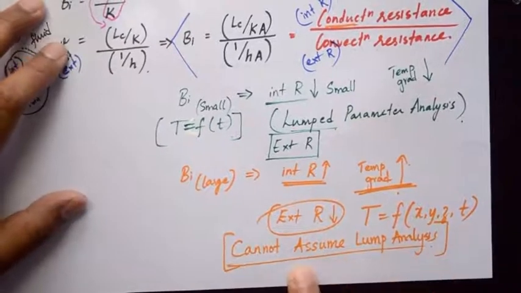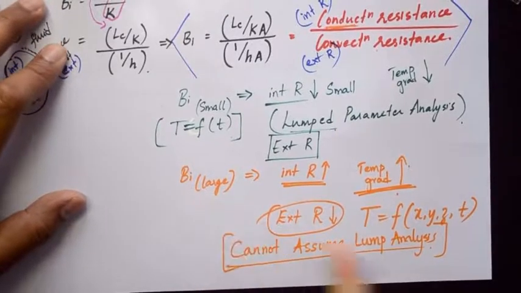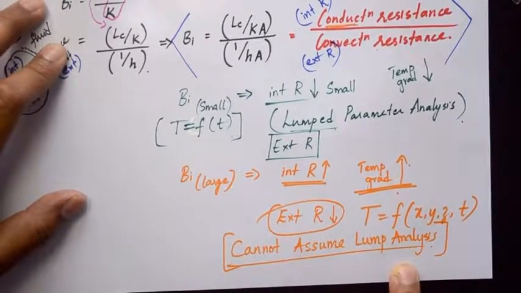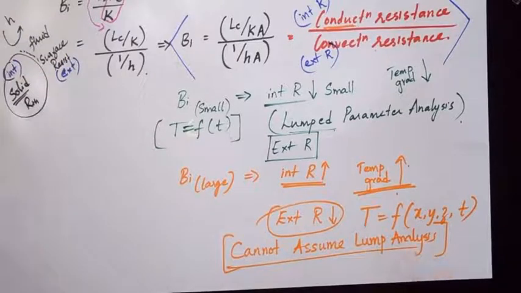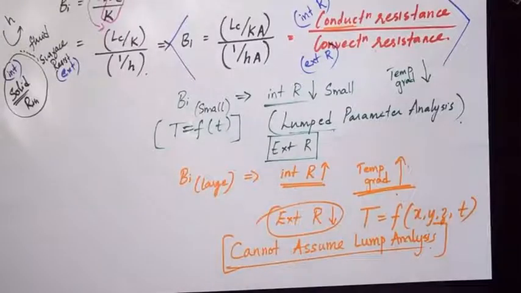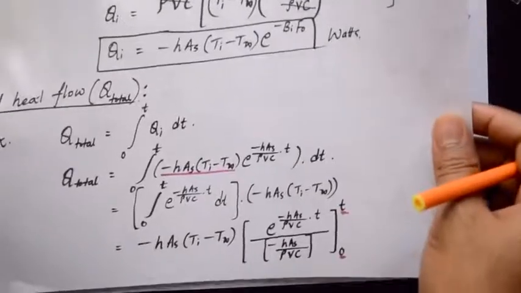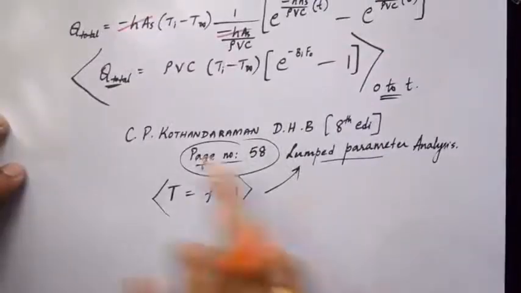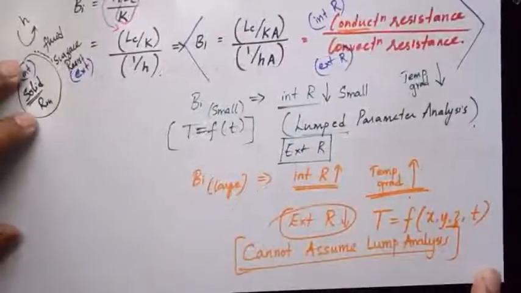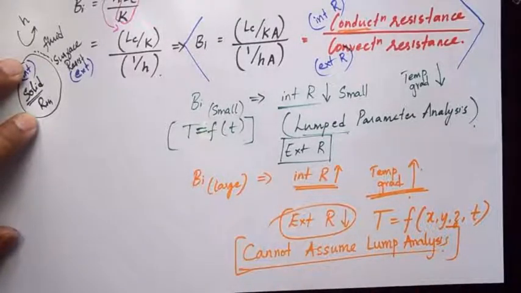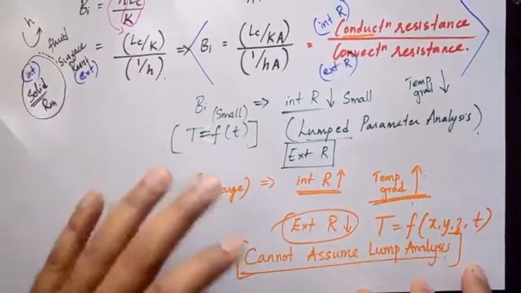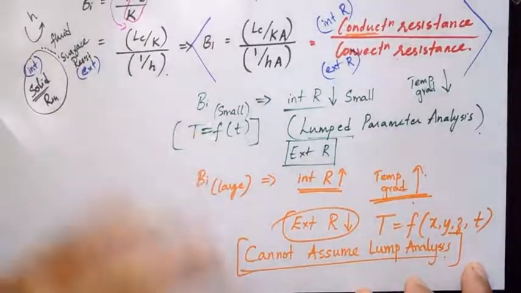So this becomes a problem when Biot number becomes large. We cannot assume the lumped transfer analysis. What is the meaning of lumped transfer analysis? We just discussed that in the previous video, and we had derived the equations of temperature distribution as well as the equation for the instantaneous heat flow and the total heat flow. So when Biot number is large, we cannot apply the lumped analysis, and hence all the formulas we derived in the previous video will not hold good.